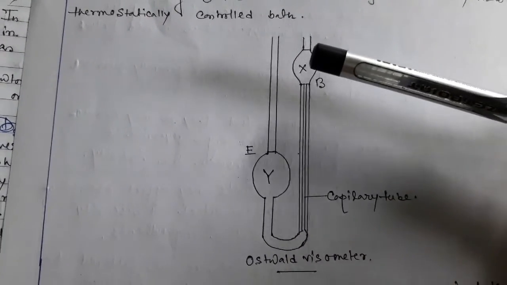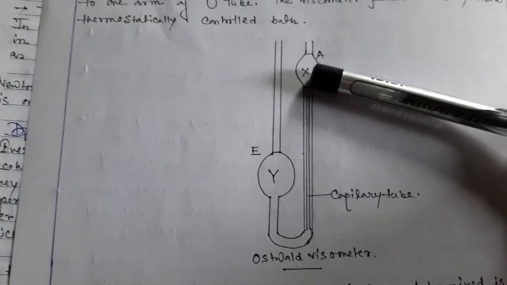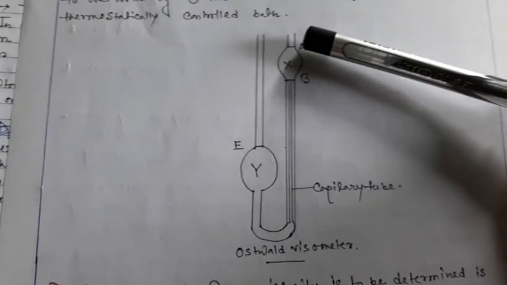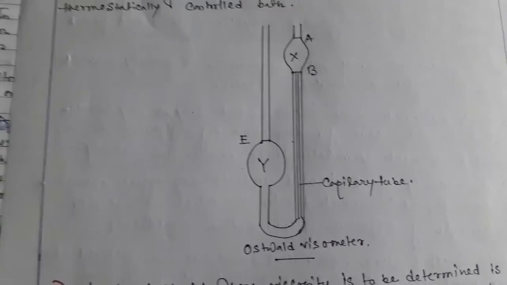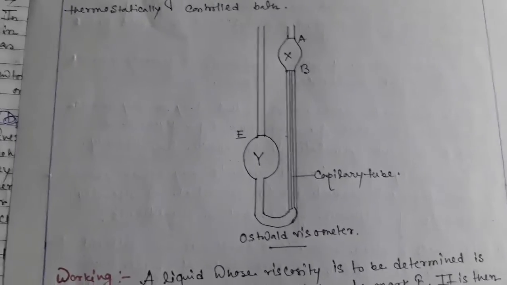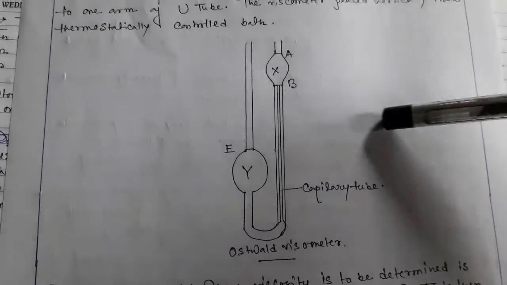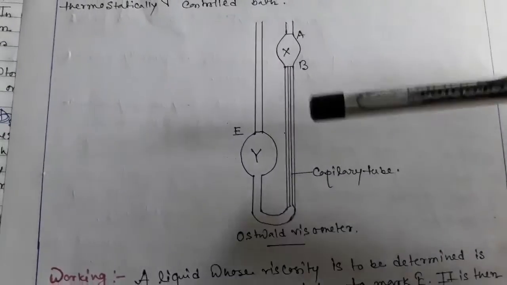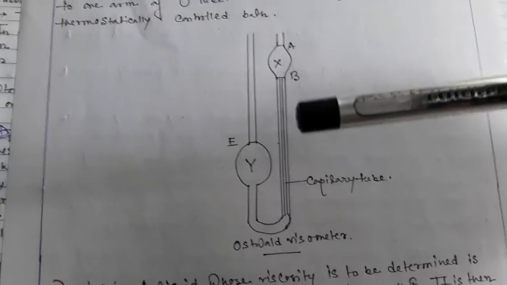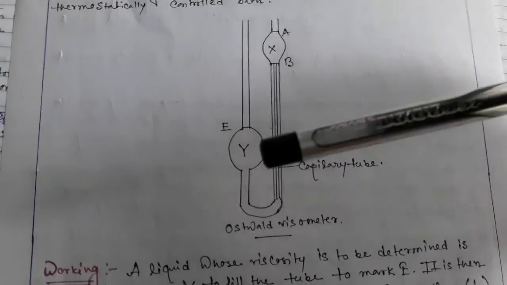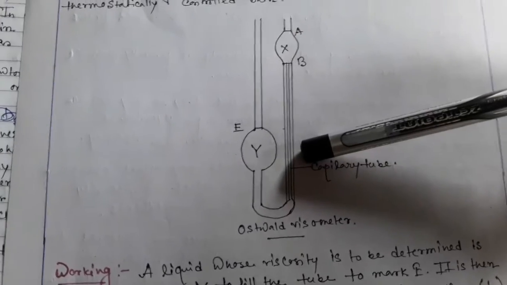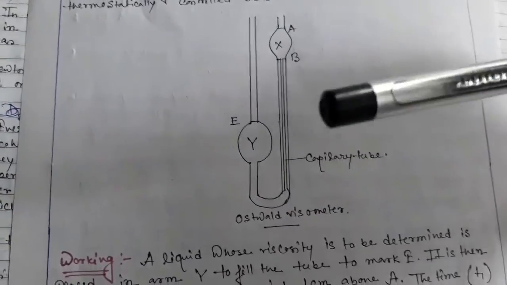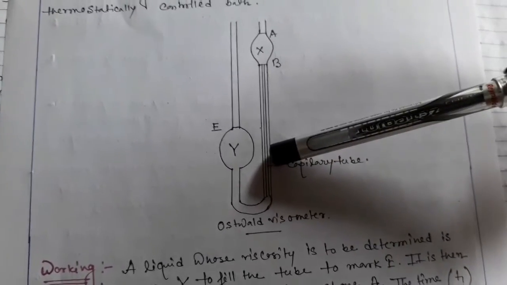When it has reached the X bulb, then you have to observe the drop of the liquid from point A to B, and then you have to calculate the time of the liquid from A to B, and this time should be noted. And the formula I have told. So D1 means density, T means time, and eta means viscosity, okay.